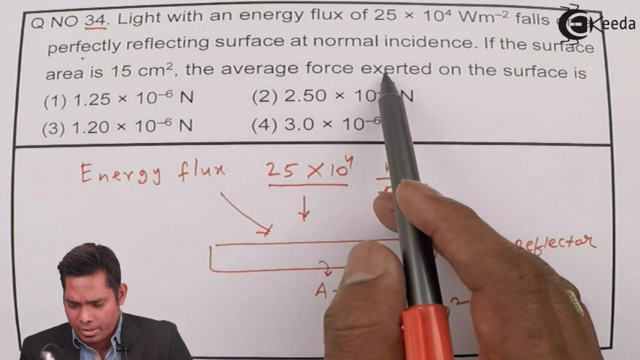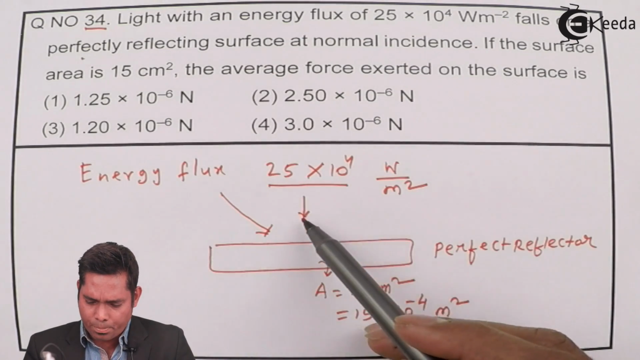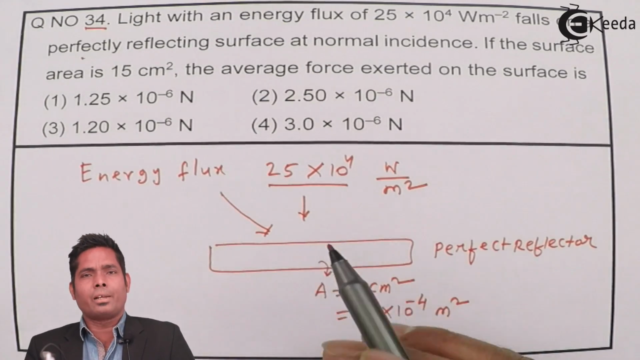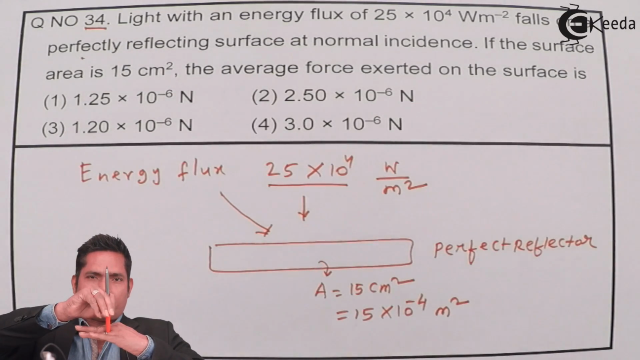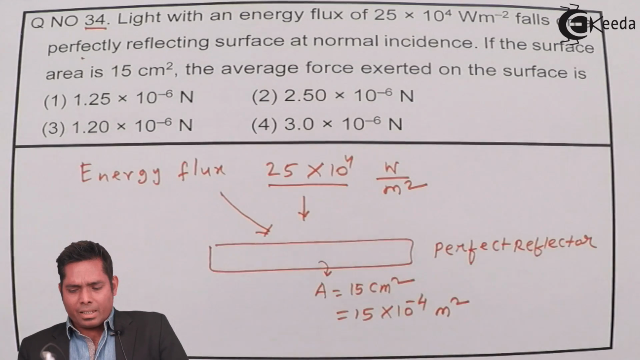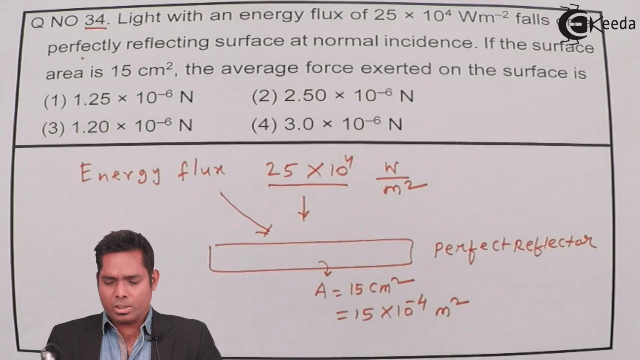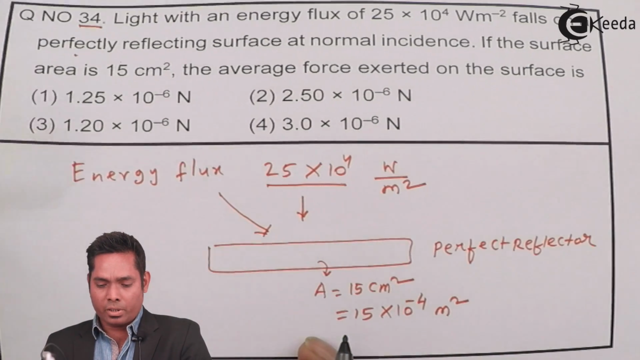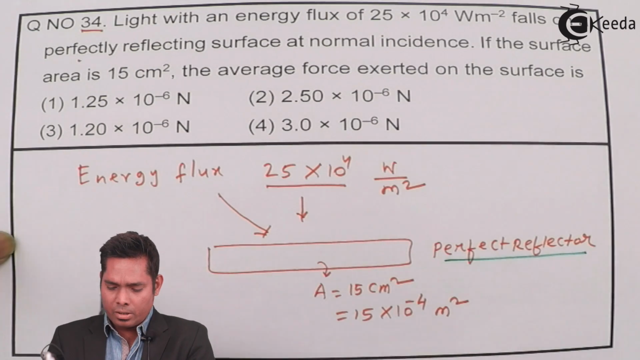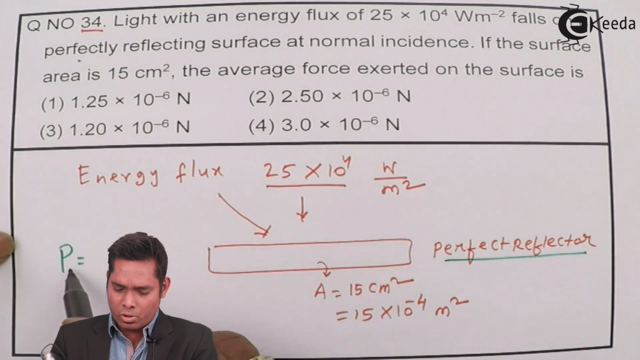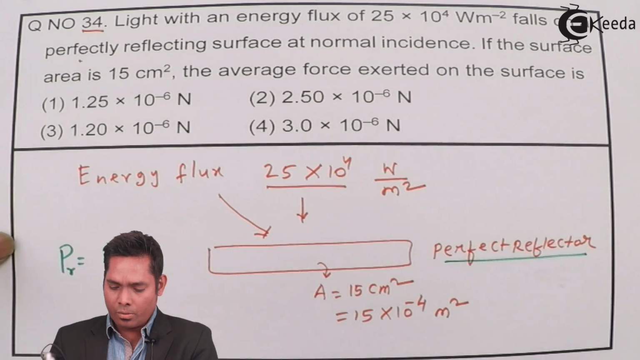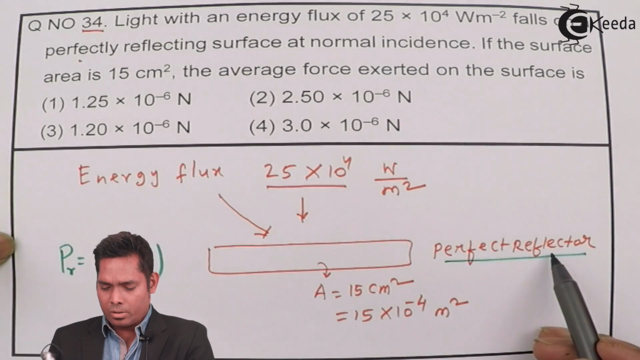The average force exerted on the surface is, so because of this energy incident on this area, how much force does that energy impart to the surface. So basically it is about radiation pressure. We know that the formula for radiation pressure for a perfect reflector is P equals 2I divided by C. This is the formula for a perfect reflector. So this formula we use to get the answer.